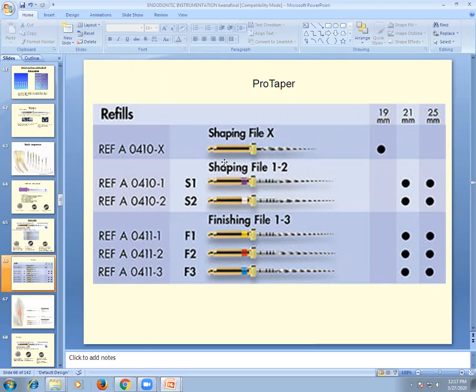Closer look of the file. The shaping file SX, you can say, is 19 mm. S1 and S2 come in various lengths of 21 and 25, and the F1, F2, F3 also come in various lengths of 21 and 25. The difference between S1 and S2 is the cutting. F1 is a little lesser than S1, because the basic shaping of the canal is done by the shaping files.